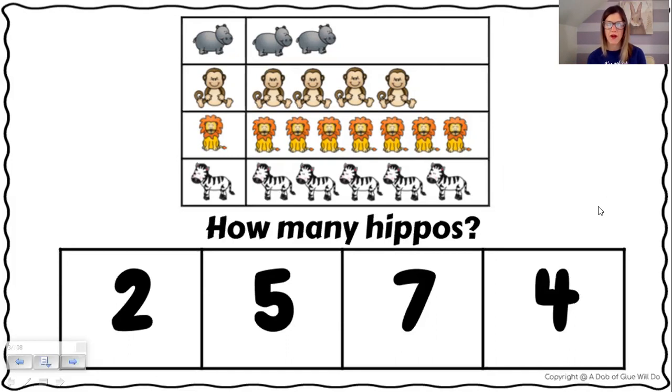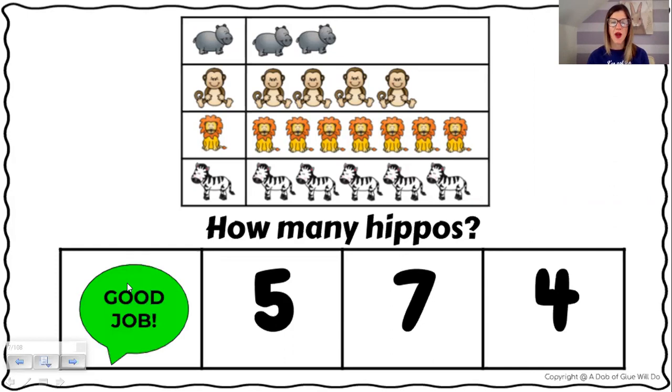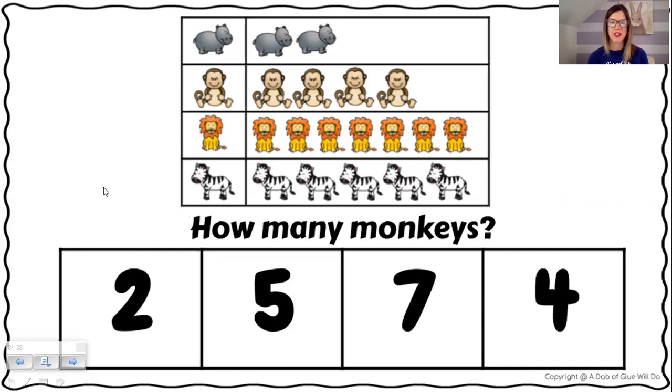How many are there? So find the first picture of the hippo, okay? And on the right side, I want you to count how many hippos there are. See if you can count them. Okay, do you see two? I see two. 1, 2 hippos. It says good job, great job.